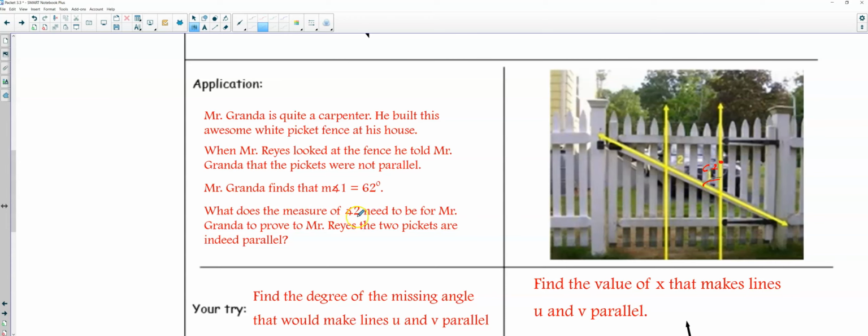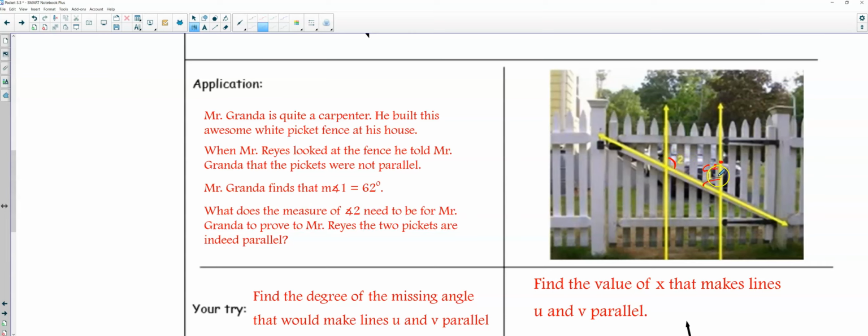Okay, what does the measure of angle 2 need to be for Mr. Granda to prove to Mr. Reyes the two pickets are indeed parallel? Well, angle 2, which is right over here, those are consecutive interior angles, therefore they must be supplementary. So angle 1 plus angle 2 must add up to 180.